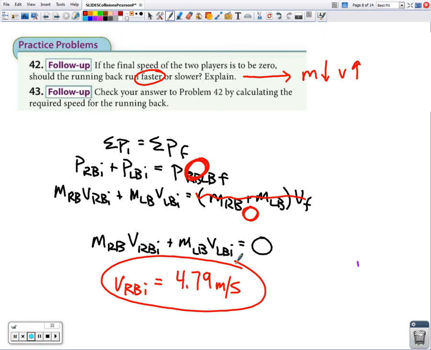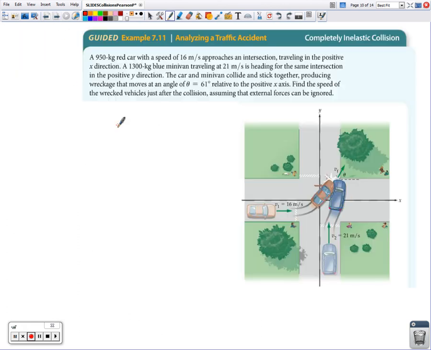All right, go with this one. Questions here? Okay. All right. I know there's a little section down at the bottom of the page, but let's flip over to the next page and let's take a look at the next example.